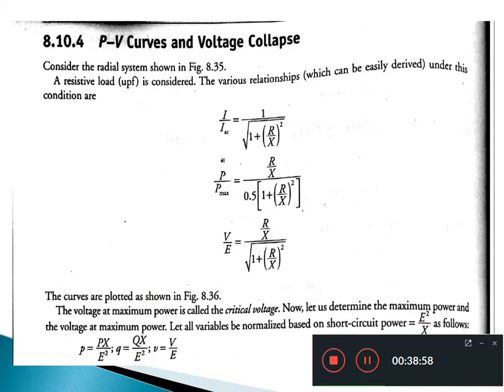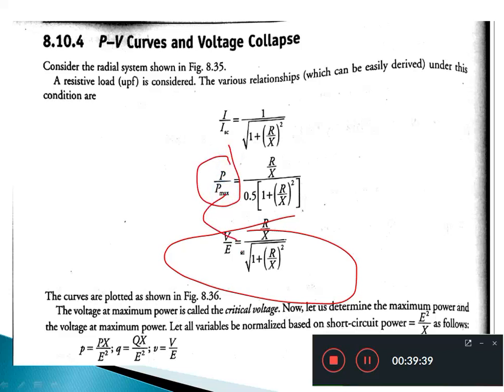Then the last concept in the voltage and reactive power control, that is PV curve and voltage collapse. If a resistive load is considered, the relationship is I by S is equal to 1 by root of 1 plus R by X whole square. P by P max, rearrange the standard equation. We will get the corresponding equation. R by X is as it is 1.5 into 1 plus R by X whole square. This 0.5 P by P max is replaced by voltage, so V by V.